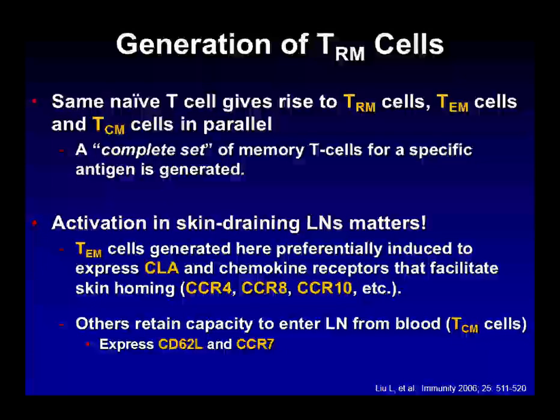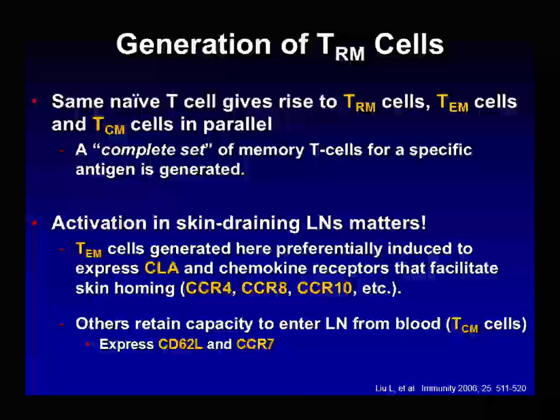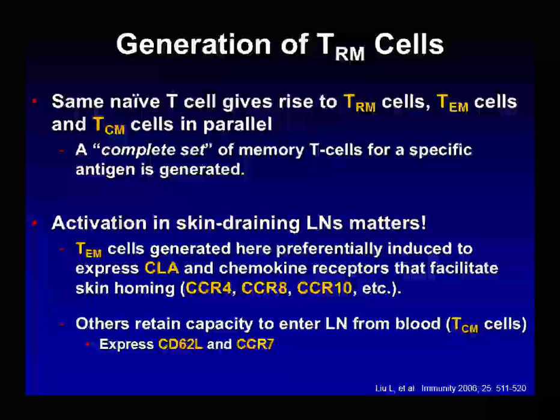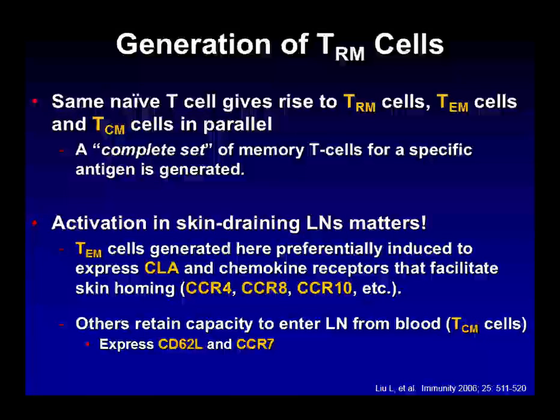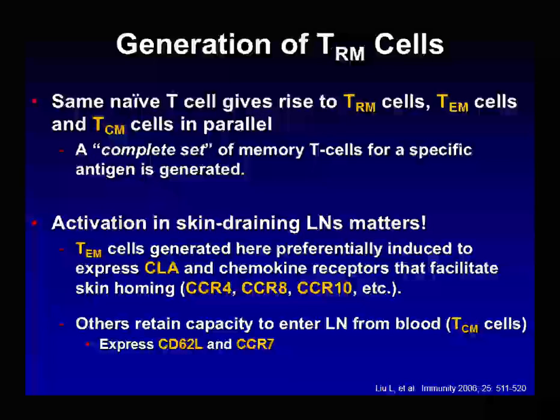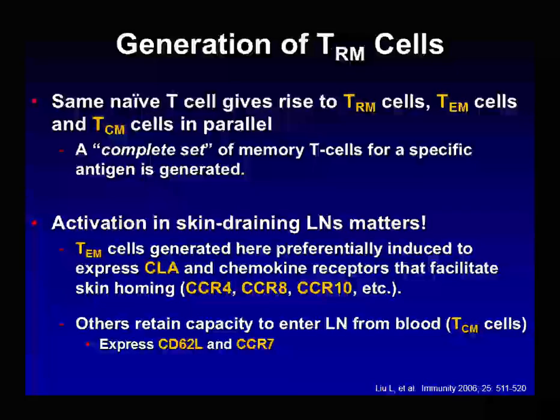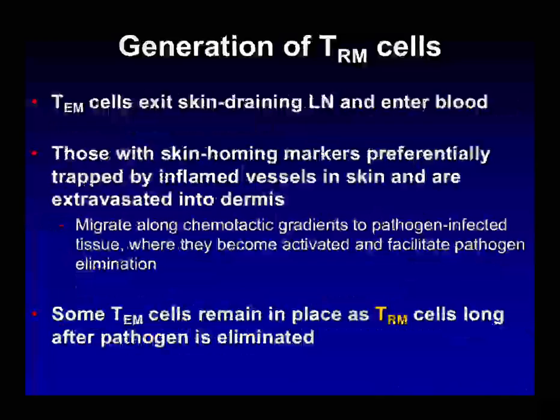And it turns out that activation of a naive T cell in a skin-draining lymph node is important, because the effector memory cells that are generated there are preferentially induced to express CLA and other chemokine receptors that facilitate their homing to the skin later on. And of course, another population will be induced to express CD62L and CCR7 and become central memory T cells.